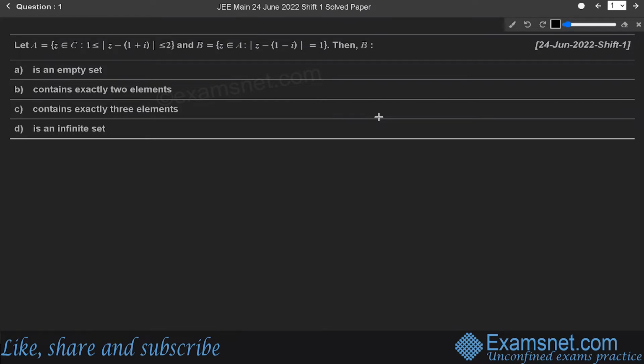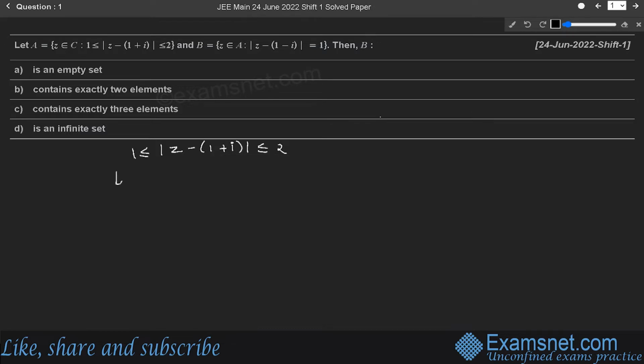Let's start this session. Let A = {Z belongs to C such that modulus of Z minus 1 plus i lies between 1 and 2}, and B = {Z belongs to A such that modulus of Z minus 1 minus i is equal to 1}. Then B is equal to.